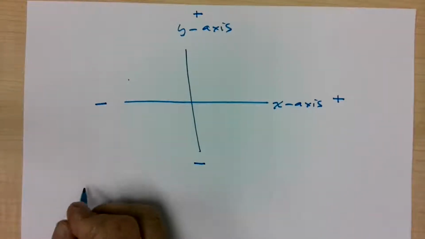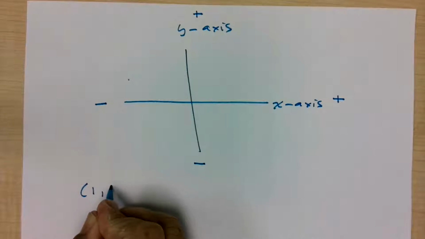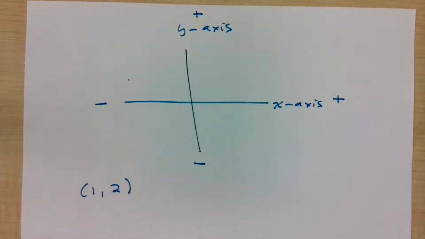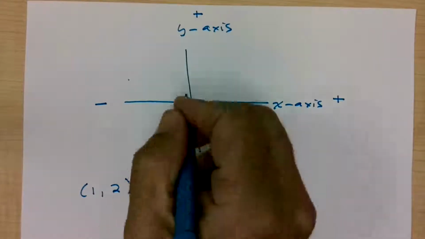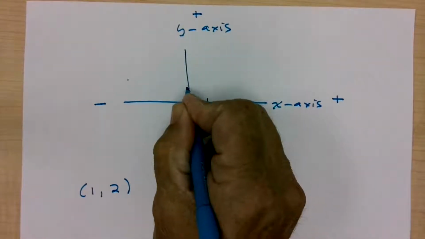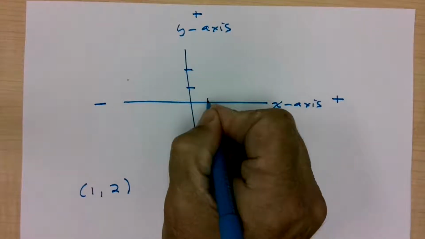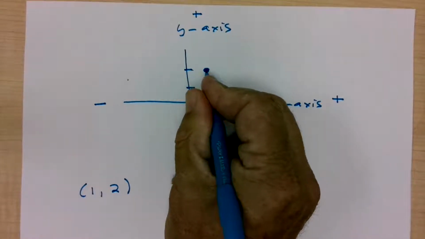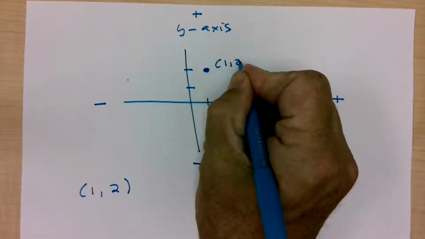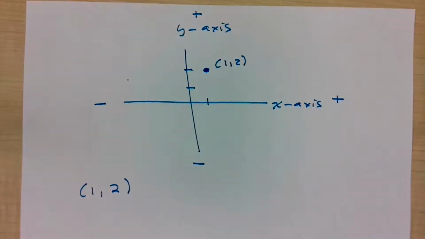So if I have a point (1, 2), that means I have to go positive 1 in the x direction, positive 2 in the y direction. 1 in the x direction, 2 in the y direction. 1 block east, 2 blocks north. And this gives us the point (1, 2).